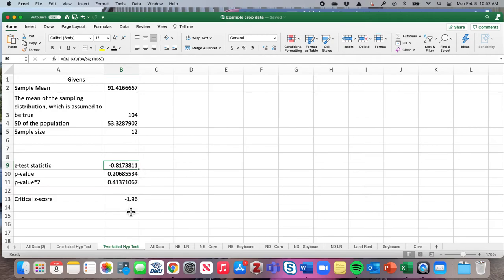So again, if you think about that distribution, negative 0.817 is not to the left of that critical z-score. But then we also look at our p-values. We've got some pretty high p-values. So that's telling us that we are failing to reject our null.